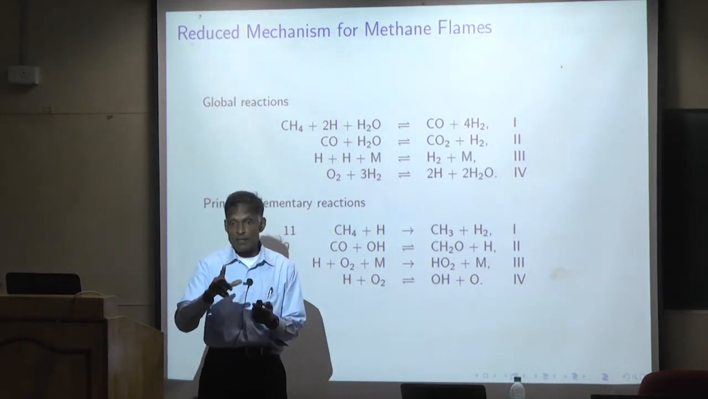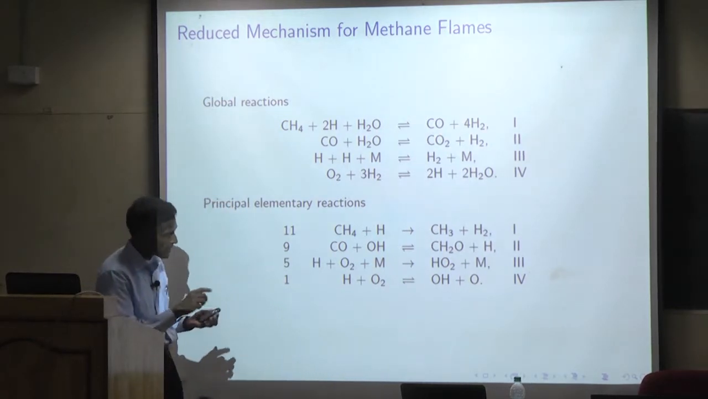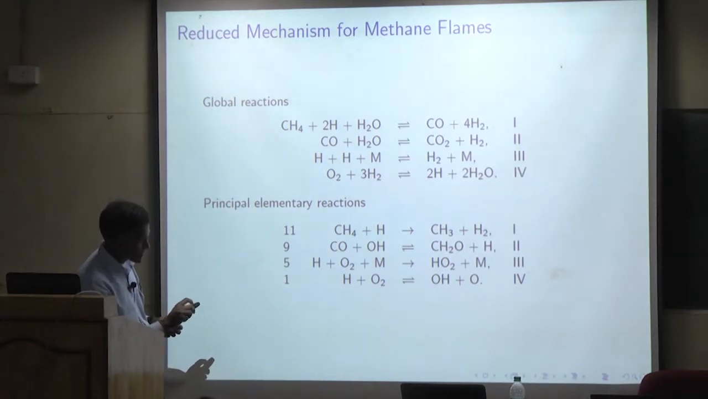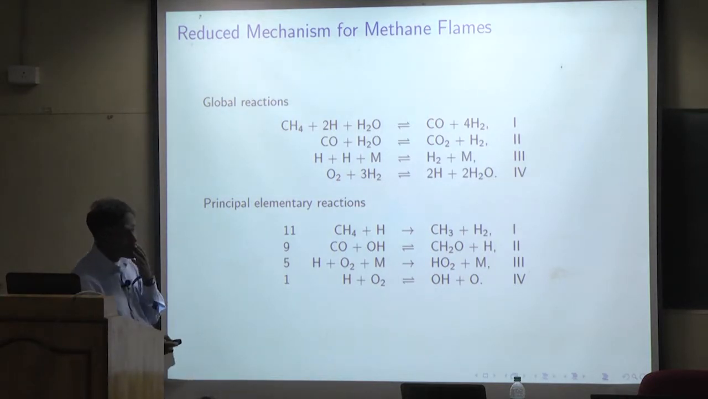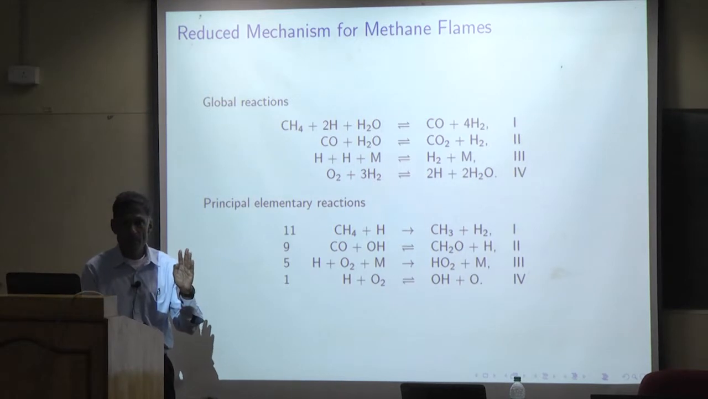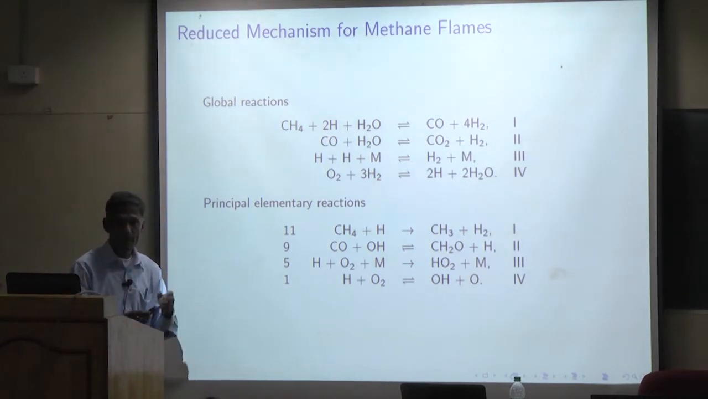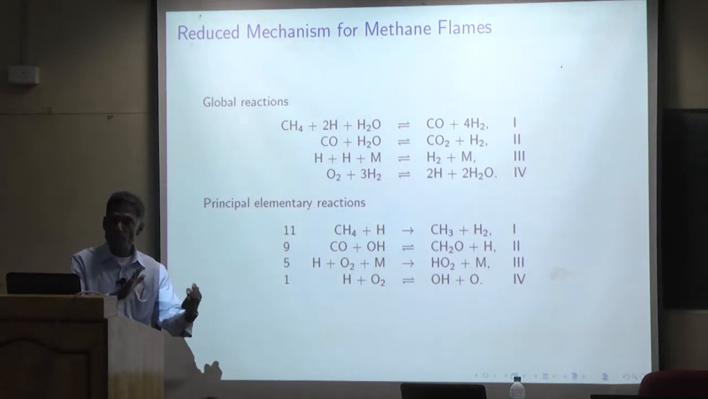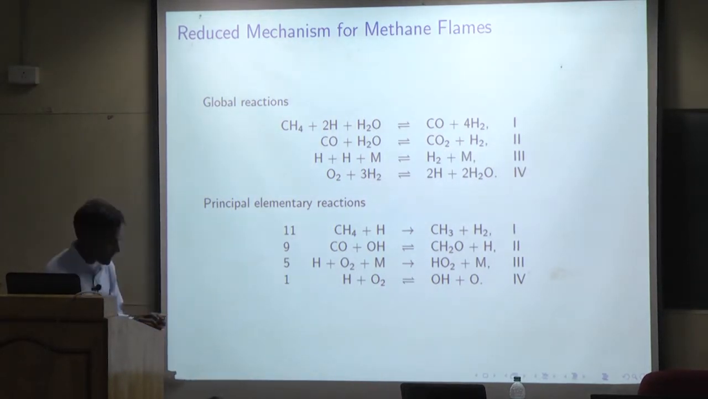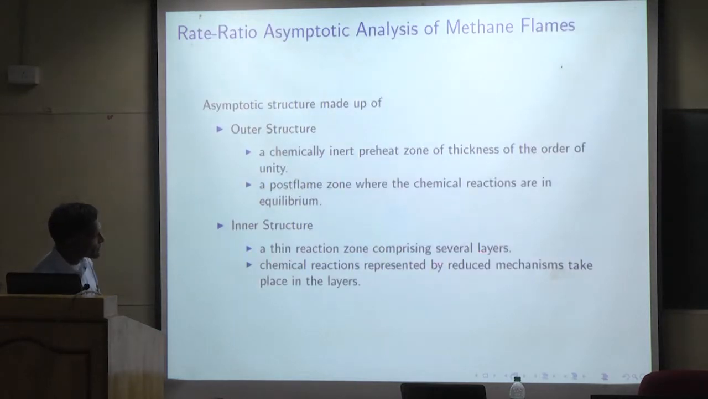Okay. But each of these reactions has different rates. So therefore I can construct 4 Damköhler numbers. There are 4 chemical times, but there's only one flow time. So depending on the magnitude of the Damköhler numbers, you get different layers in the flame. That's what this is. Therefore, the reaction zones consist of several layers. Chemical reactions represent reduced mechanisms. So we'll see how to order these things. Okay, so that's the next step.